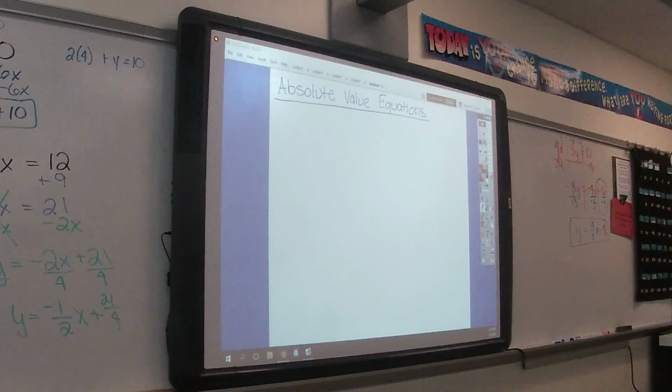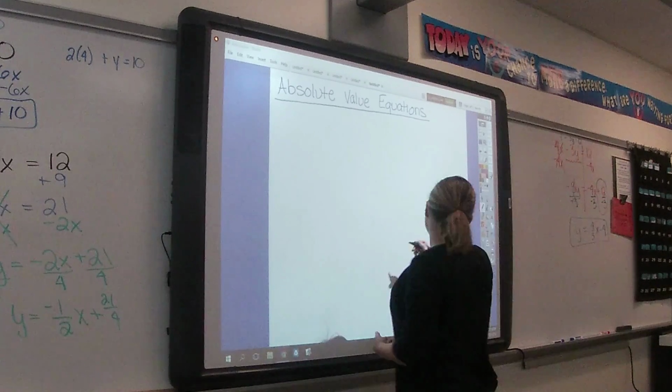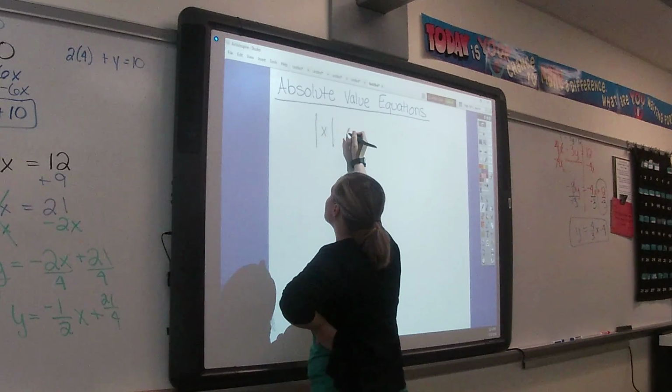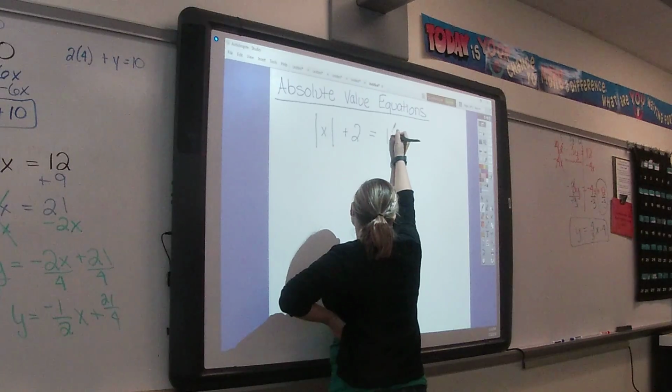Going to stay the same and our steps are going to stay the same, but now we're going to have absolute value bars show up in the equation. Okay, so we're going to start super simple. So let's say we have something like the absolute value of x plus 2 equals 10.